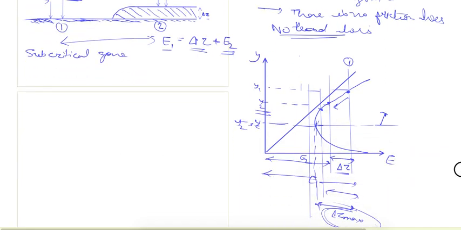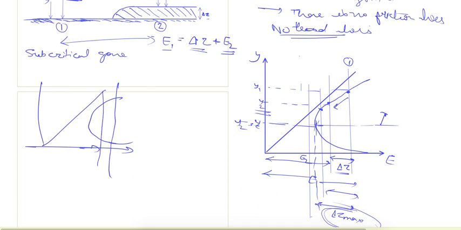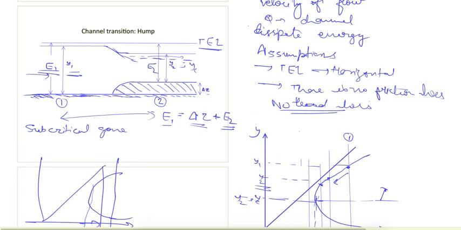So if I increase the specific energy at section 1, here we can see in this graph, this specific energy, let's say it was here E1, so E1 will move to the right. From here we could not accommodate this delta z, but from this new E1 we can accommodate the bigger delta z. But as this energy increases, the depth of flow upstream will also increase.